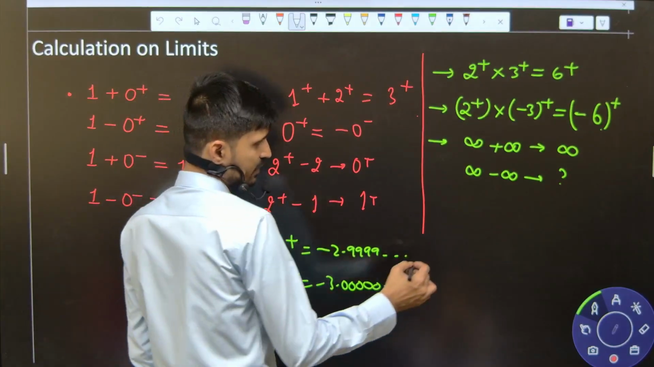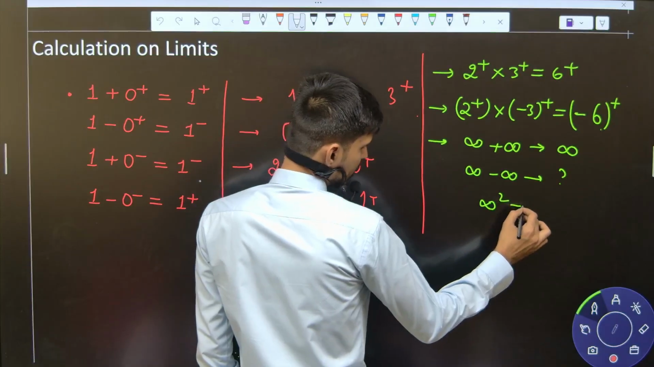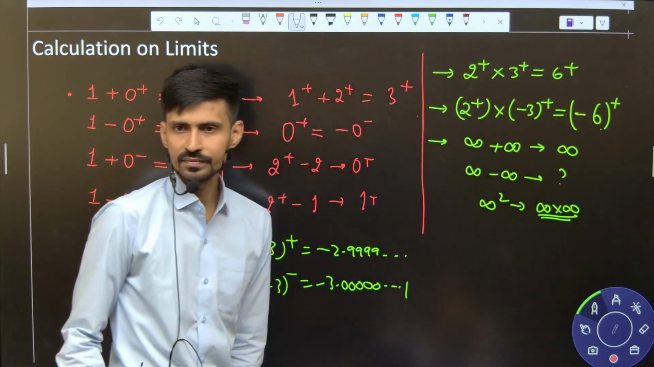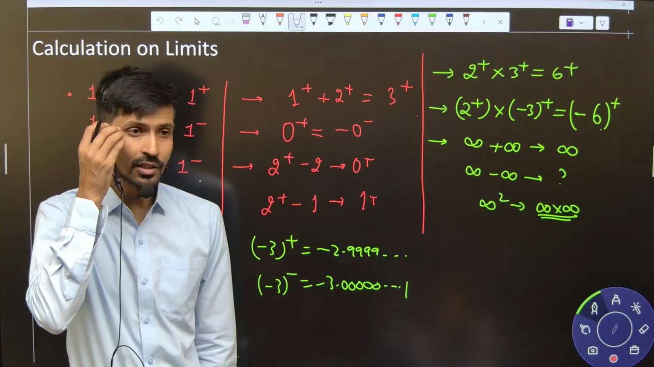Let's go on then. Infinity square, you know? Infinity into infinity, which is also again infinity.